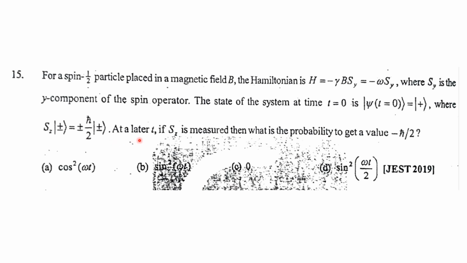At a later time t, if Hz is measured, then what is the probability to get a value minus h cut by 2? The options are option A cos square omega t, option B sin square omega t, option C 0, and the last option D sin square omega t by 2. Let us see how to solve this problem.